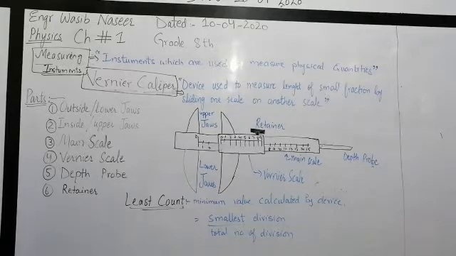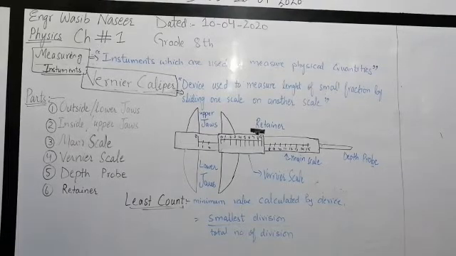In your car or bike, there is a speedometer which is used to measure the speed; that is also a measuring instrument. So all those instruments which are used to measure any physical quantity are measuring instruments, and one of these instruments is the Vernier caliper, which I am going to discuss in this lecture.